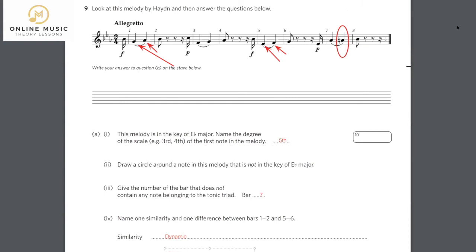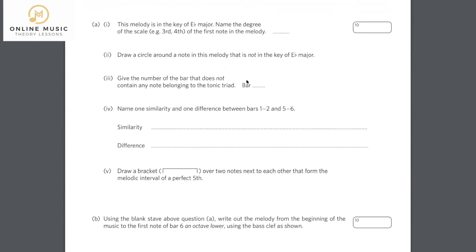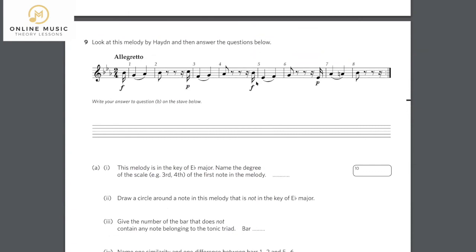Okay, so I'm just going to clear the drawings I have there so far. Draw a bracket over two notes next to each other that form the melodic interval of a perfect fifth. So the thing you need to find out here is whether there's an interval of a fifth. So I think this might be one here. You might have a couple of options actually.